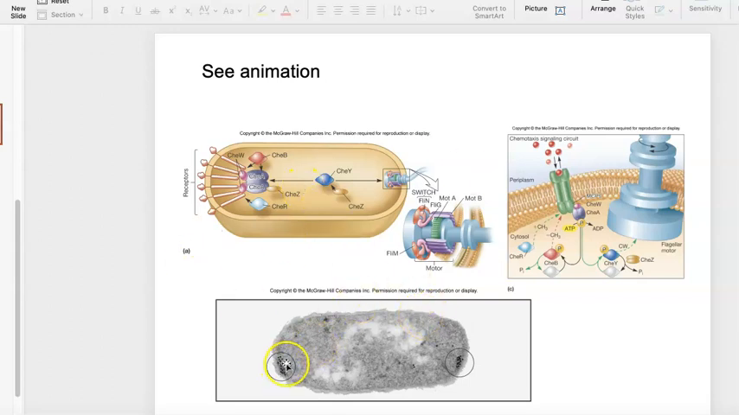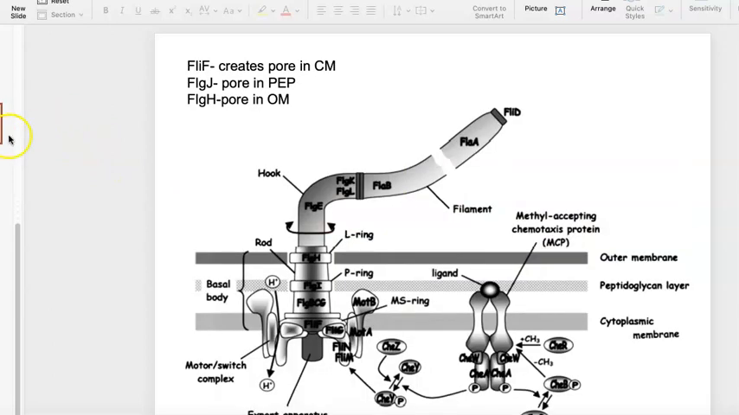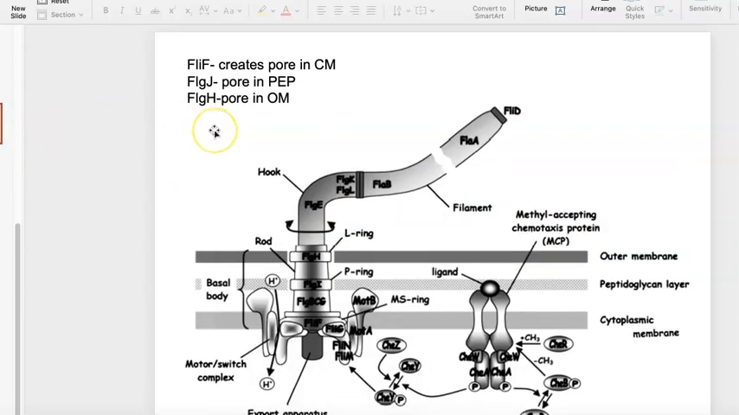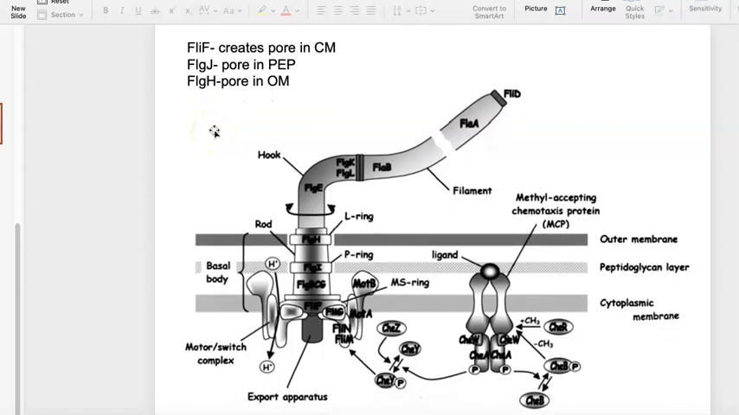This is just an electron micrograph showing what an individual had done using specific antibodies to these proteins bound to gold particles, just to show you where they all concentrate, typically at the poles of this rod-shaped microbe. And again, this is just another look at that with a little bit more detail.